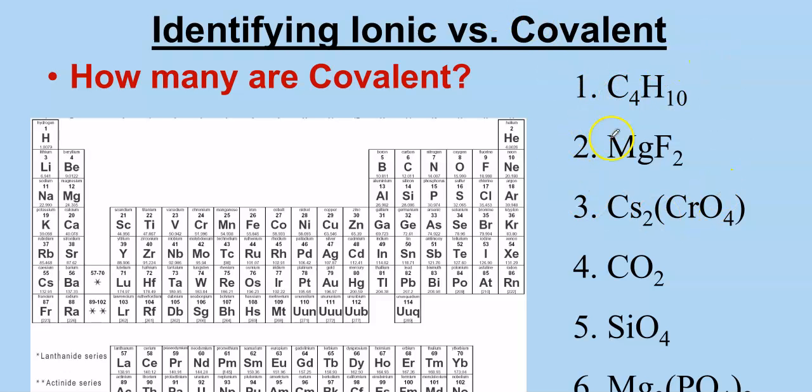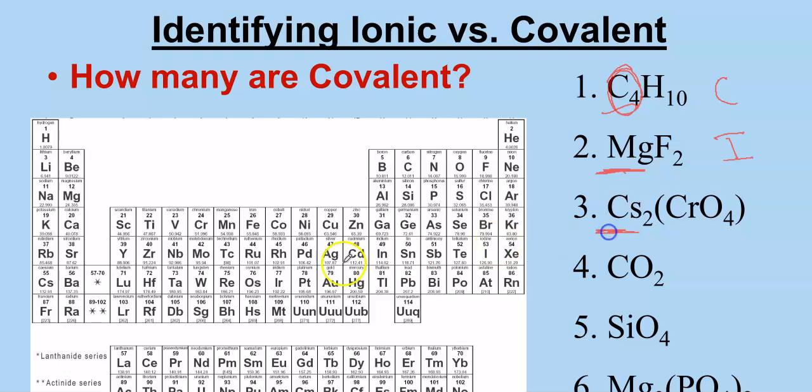Okay, like I said, metals are the key. Really, all you have to do is look at that first one, right? Because we always write metals first. So if you see that that first one is not a metal, it is going to be covalent. Here, this is a metal. That's magnesium. So it is ionic.